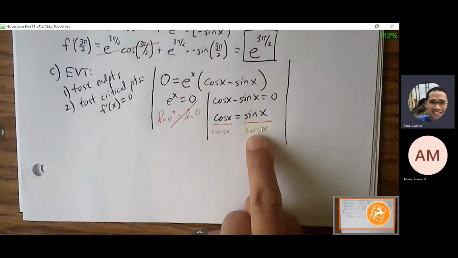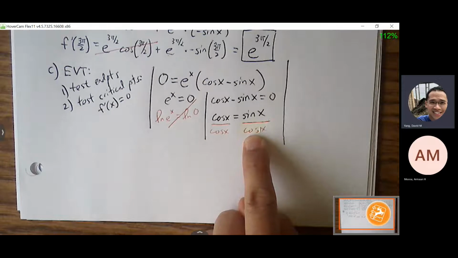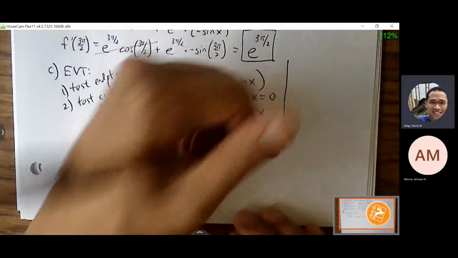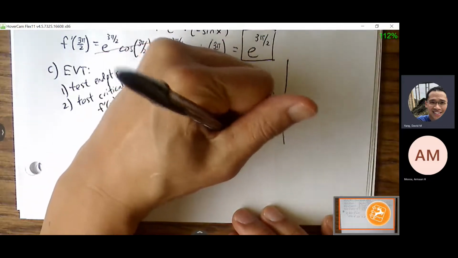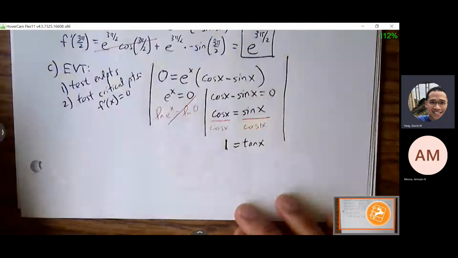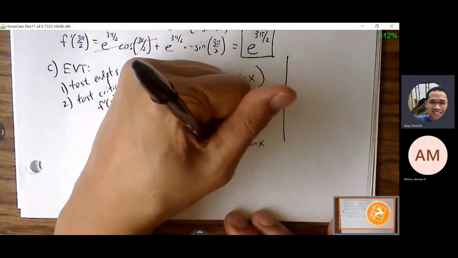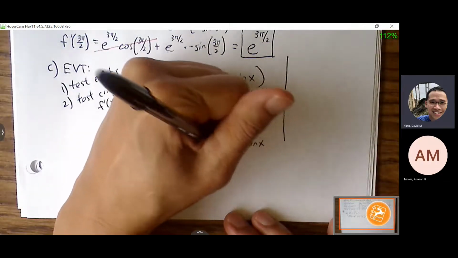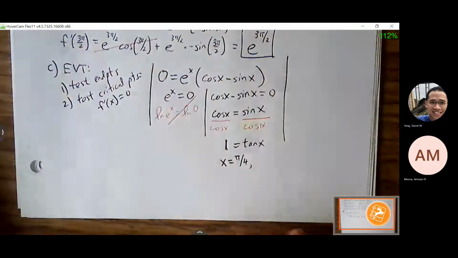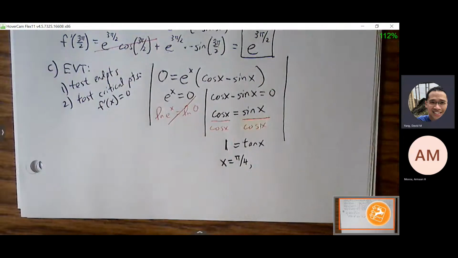What's another way of calling sine over cosine? Tangent, right? So tangent is equal to 1, and all of a sudden this feels a lot easier to manage, because we know where tangent is equal to 1. Tangent is equal to 1 at variations of pi over 4, in the first and third quadrant.